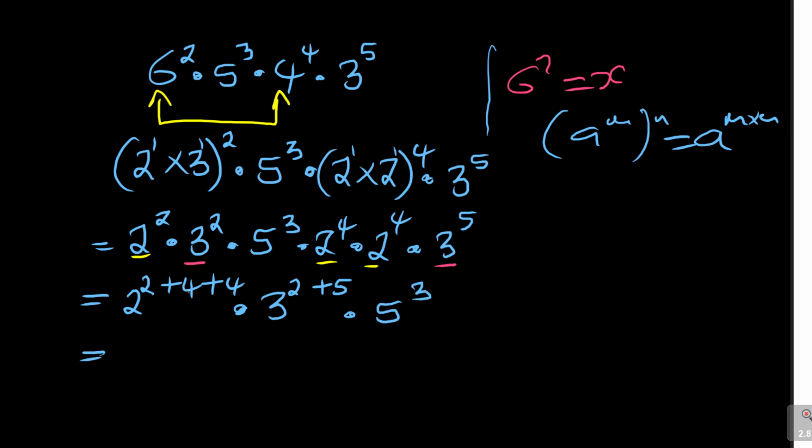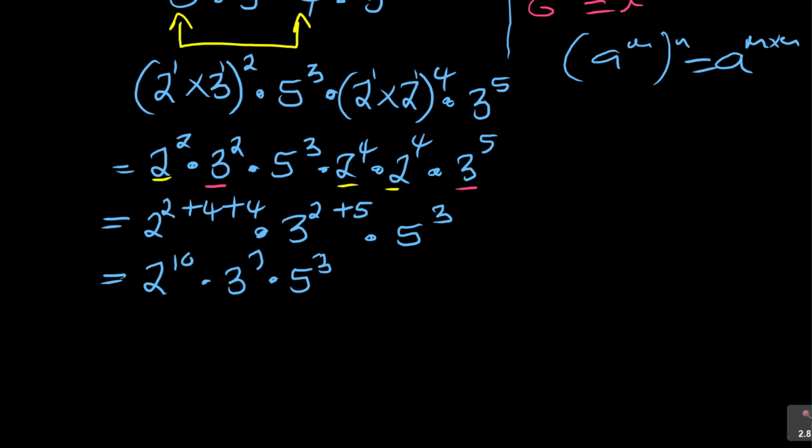Let's add it. 4 plus 4, 8. Then this is 2 to the power of 10. Don't know whether it's gonna work. It's 2 to the power of 10 times 3 to the power of 7 times 5 to the power of 3. Actually here I think I can do this. Okay, let's do this.